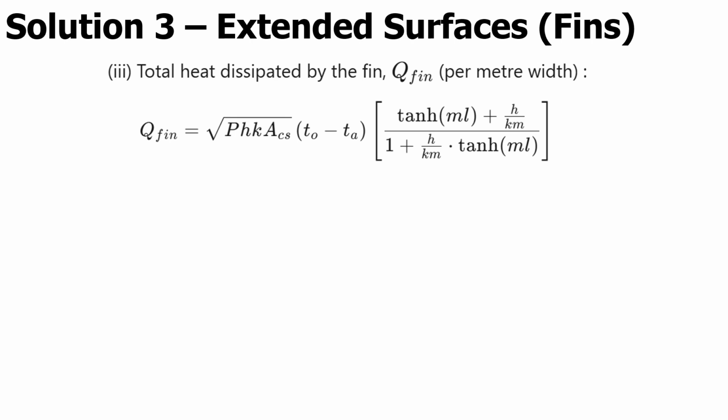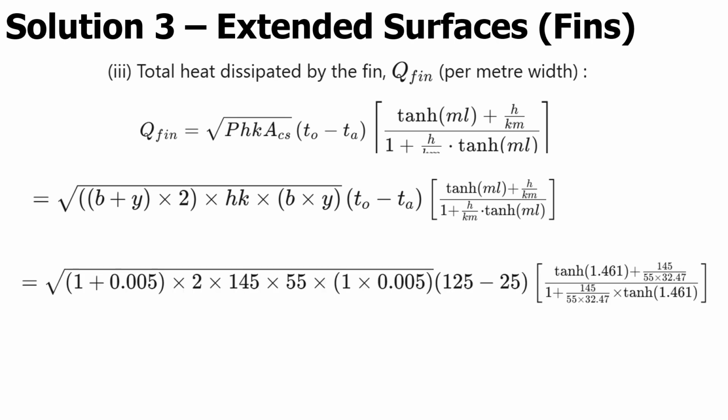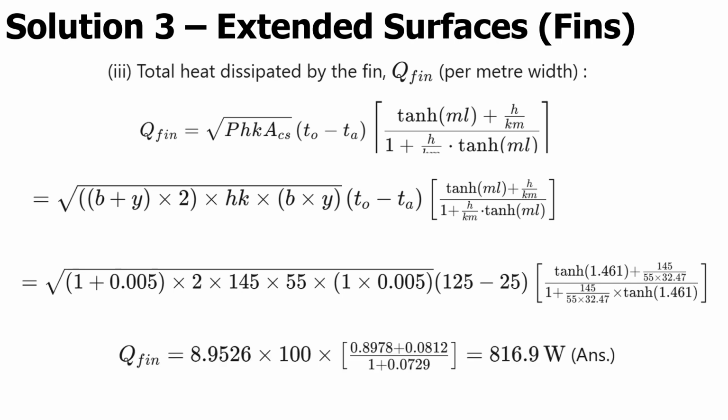Now for a rectangular fin, perimeter P is approximately 2 times B plus Y, and the cross-sectional area ACS is B times Y. So substituting this into the formula and plugging in all the numerical values, we end up with a calculation as such, and finally we are able to get Q fin, which is equivalent to 816.9 watts per meter width.